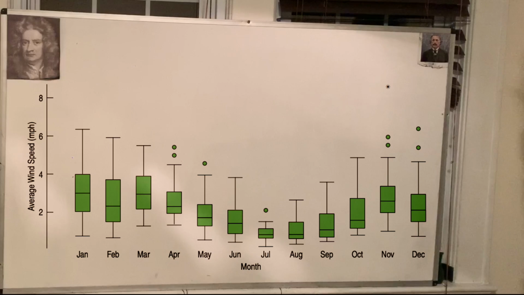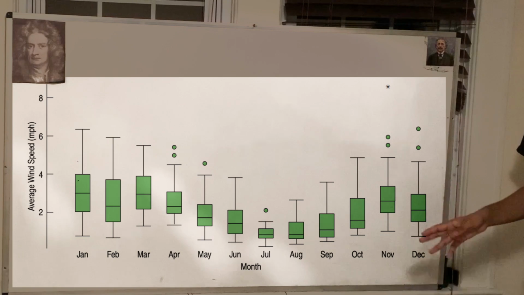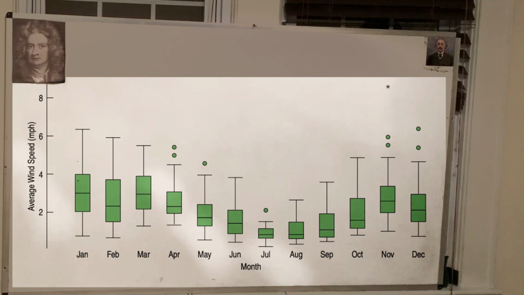What are some of the things you notice? Well, I see a few things. First and foremost, I see that there's a consistent decrease in wind speed from the months of March to August. You see that? The median keeps going down and down and down. And then for a few more months after August, the wind speeds keep creeping back up. Okay, that's one thing I noticed. So basically, generally the wind speeds are decreasing in summer, but increasing back up in winter.